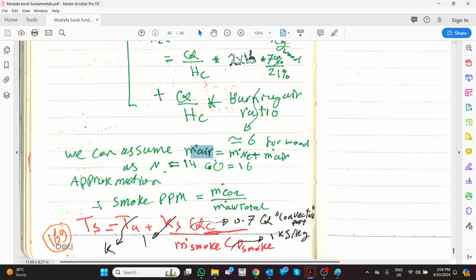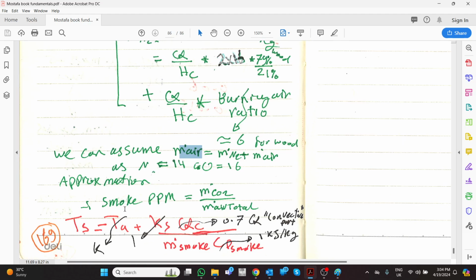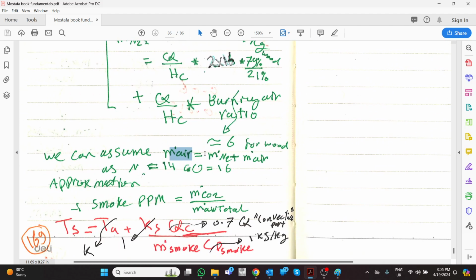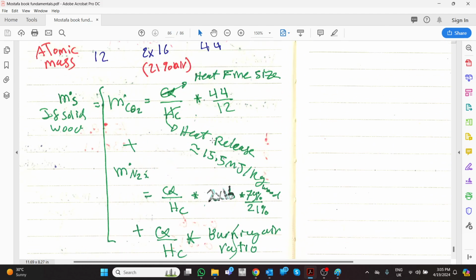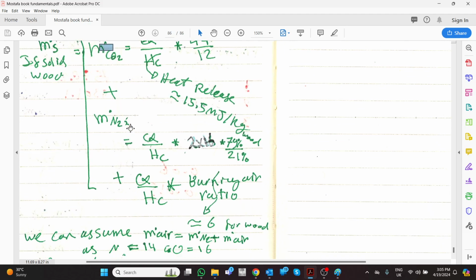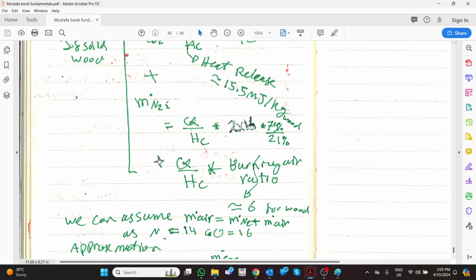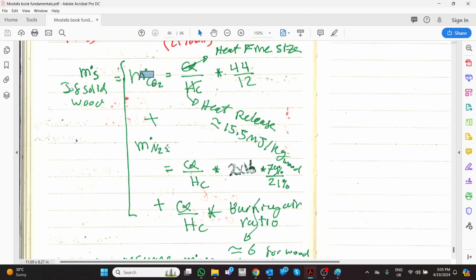It can be approximated. And so smoke ppm is what we got here divided by the total mass of air that we have. So the ppm of the CO2 inside the smoke is this one divided by this one. And the mass flow rate of the entire smoke is this one.